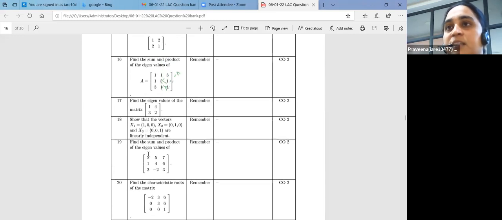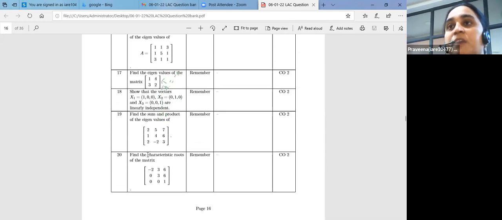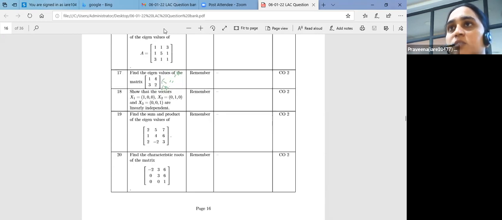And 18th question, show that the vectors are linearly independent. This is also the same as the previous question. And next, find the sum and product of the eigenvalues. This is also the same: product of the eigenvalues is equal to det A and the sum of the eigenvalues is equal to trace A. And 20th question, find the characteristic roots of the matrix. Characteristic roots means what? That is eigenvalues only. Okay, that is eigenvalues. These are short answer questions.